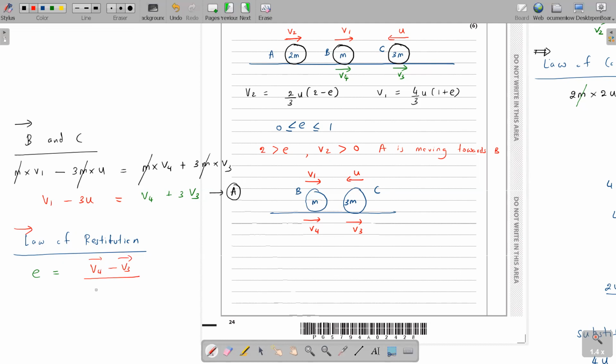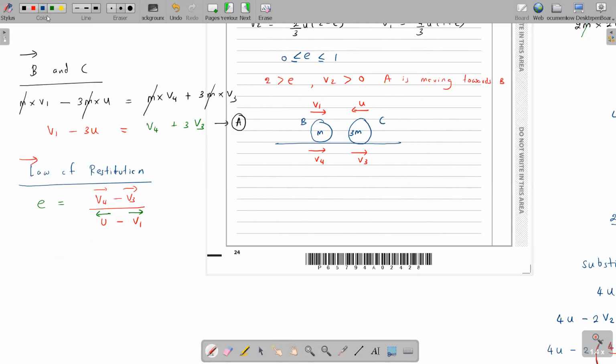So switching, starting from the other guy, U minus V1. U is backwards while V1 is forwards. Can you all see here, V4 minus V3, that's fine. Speed of separation over speed of approach, switch it, U minus V1, and this guy we need to fix. When I switch this, it becomes negative U, because I have turned it to the other side, right? This U needs to be fixed, so minus U minus V1.